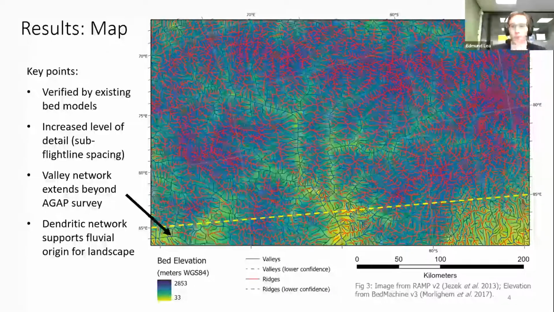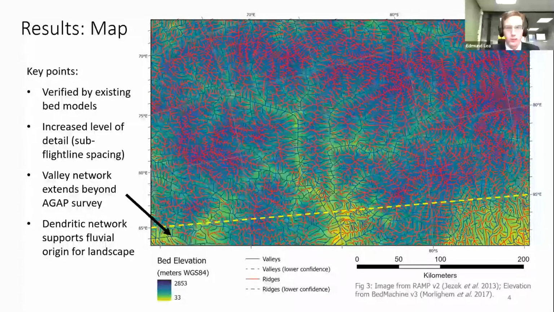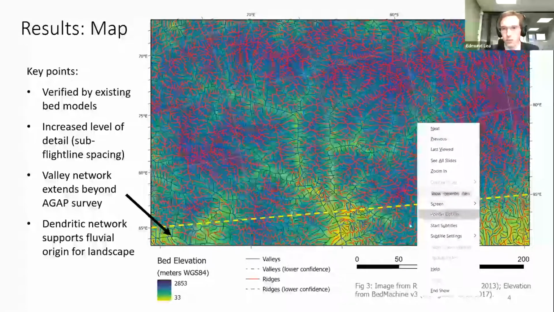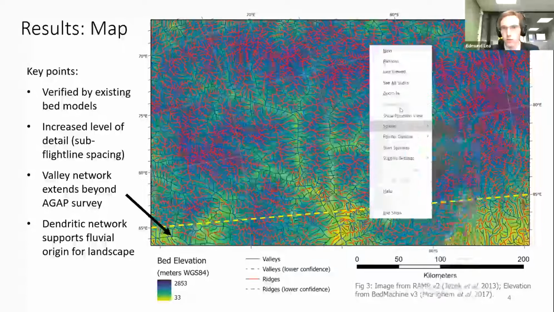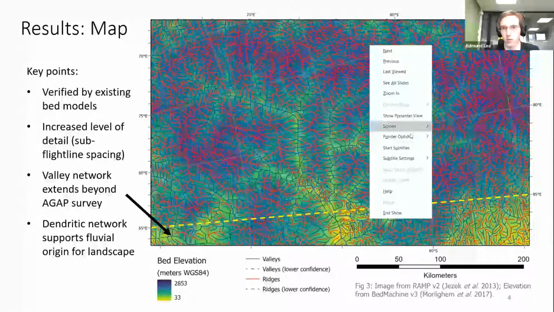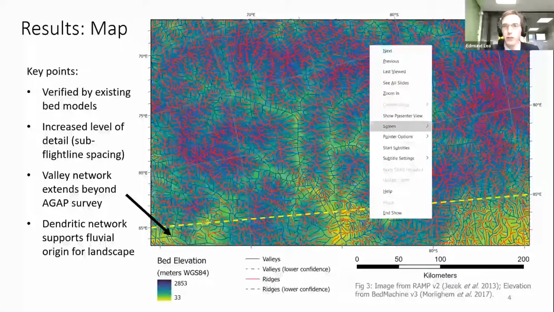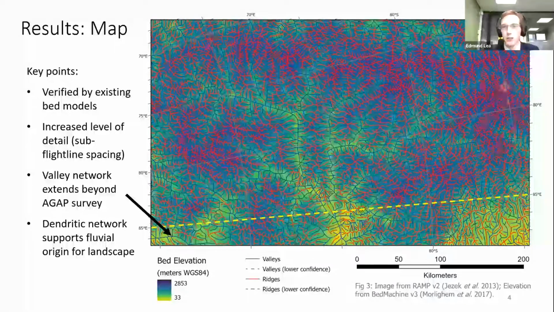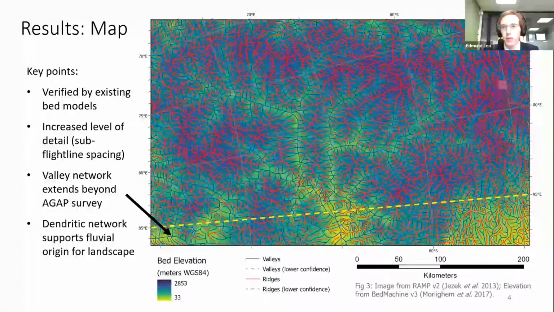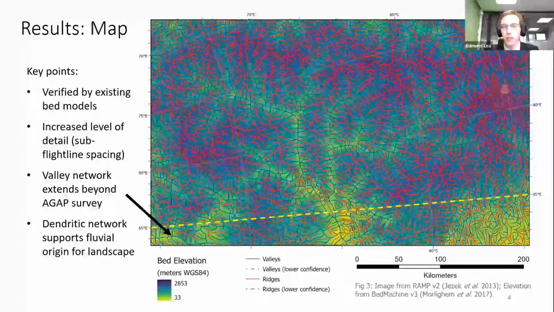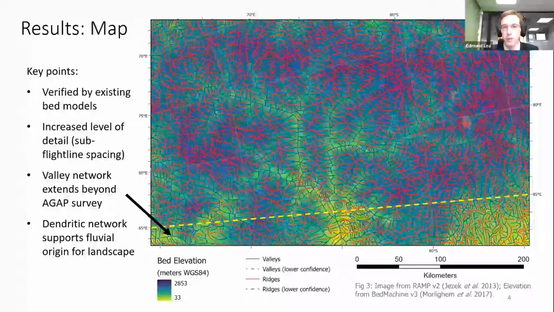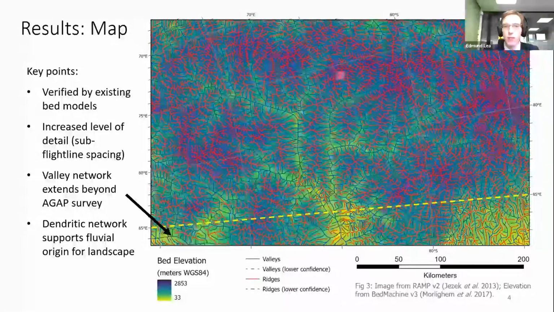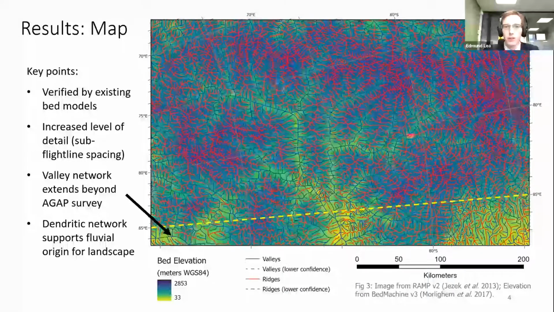But also, if I just pointer up here, we can see that in some of these, I know this is quite a busy image, but we can see that in some of these areas, there's actually significant detail that we've been able to see and map from the surface that goes above and beyond what we know from the radar data and the interpolations that have been produced from them.